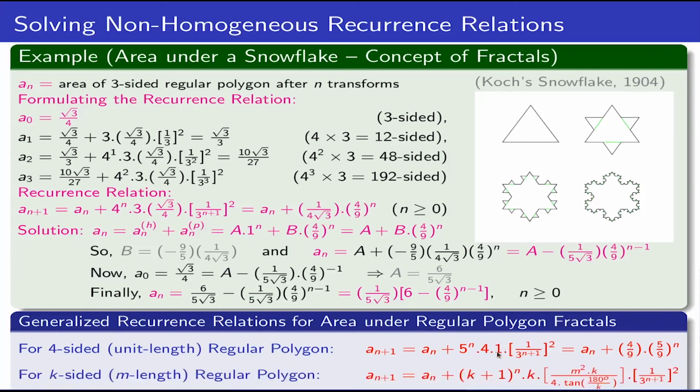Generalize it. Instead of this area, we need a generalized form. The rest is clear, I think. So for a k-sided, m length regular polygon, this is k plus 1, this is k. This is the formula of area for an m length k-sided polygon: m square k by 4 tan pi by k, that is 180 degrees by k. And this will remain the same.